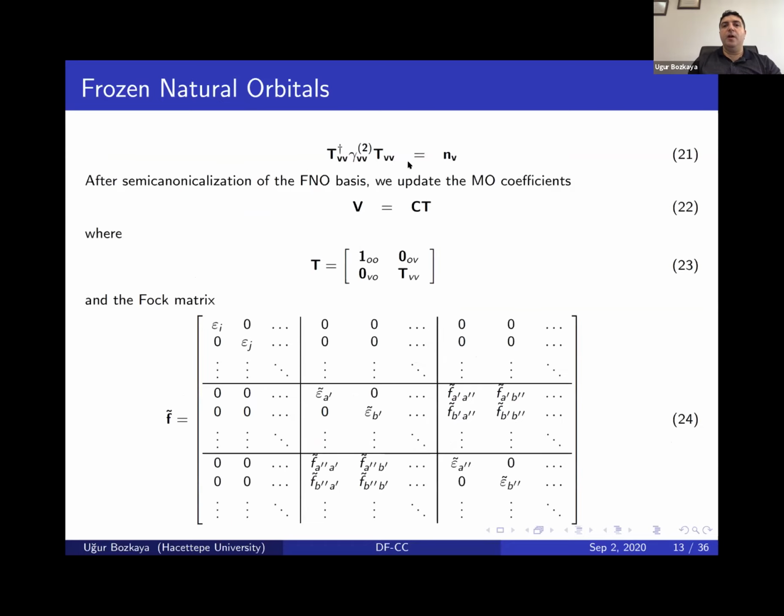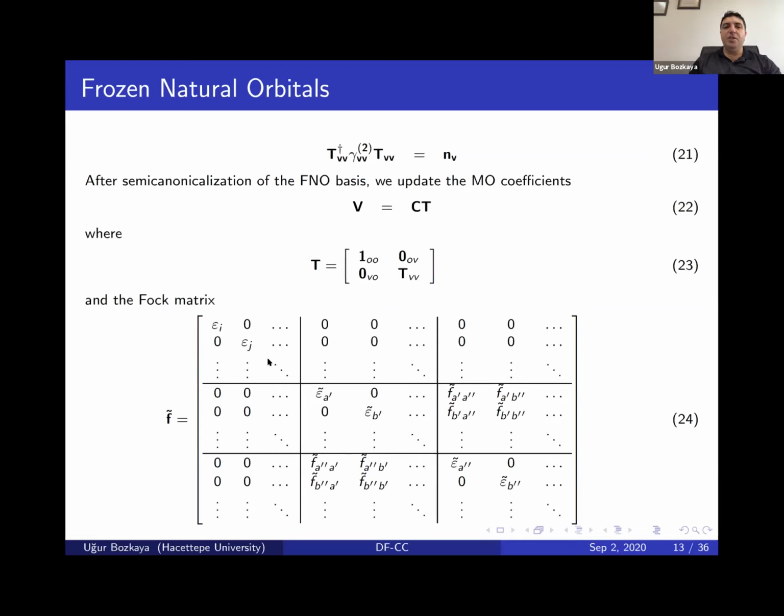And then we diagonalize the second-order OPDM. Here, T are the eigenvectors. Then after semi-canonization of the FNO basis, we update the MO coefficients by this equation. Here, V is the new MO coefficients. The matrix form of T can be written in this form. The occupied block is just 1, the OV and VO blocks are just 0, and the virtual block is equal to T.